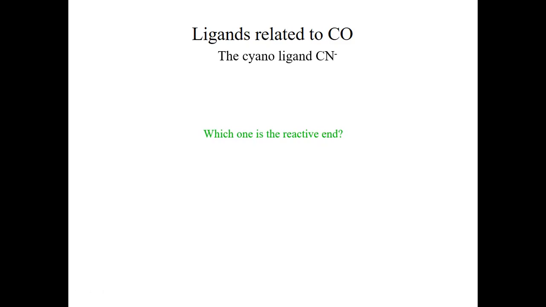Now, I mentioned already previously that the MO diagram of the cyano ligand is very similar to that of this CO ligand. So as previously, we have the highest occupied molecular orbital, which is primarily located at the carbon. And for that reason, again, the carbon end is the more reactive end, despite the nitrogen having the higher electronegativity.